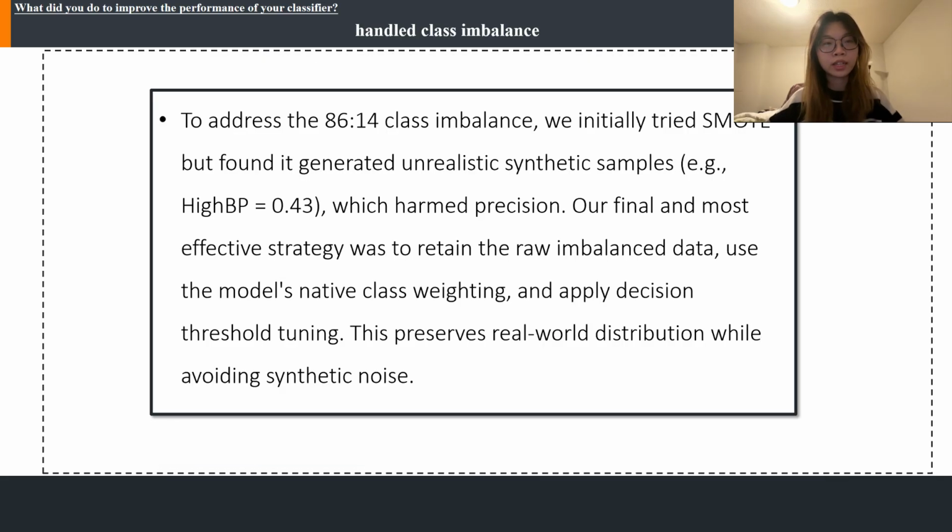To address the 86-14 class imbalance, I initially tried SMOTE but found it generated unrealistic synthetic samples, such as high BP equal to 0.43, which harmed the precision. Our final and most effective strategy was to retain the raw imbalance data using the model's native class weighting and apply decision threshold tuning. This preserves real-world distribution while avoiding synthetic noise.